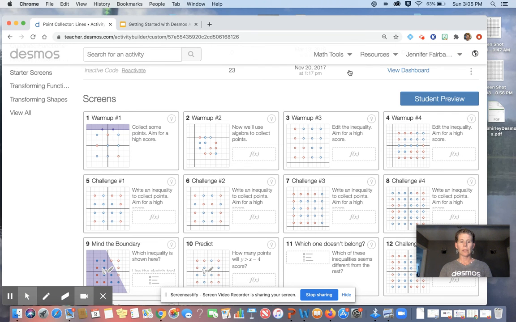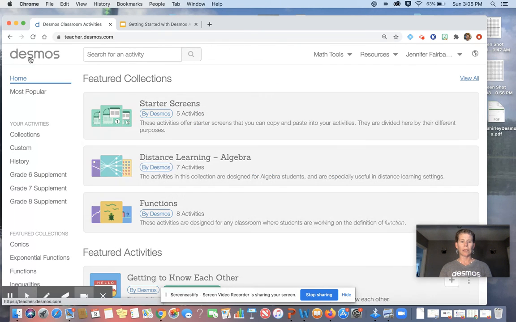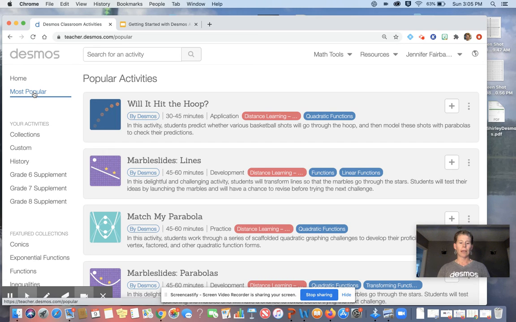So those are just some of my favorite Desmos activities. I encourage you to go to teacher.desmos.com, take a look at their home screen, their most popular screen, and just play around. That's how you're going to learn.